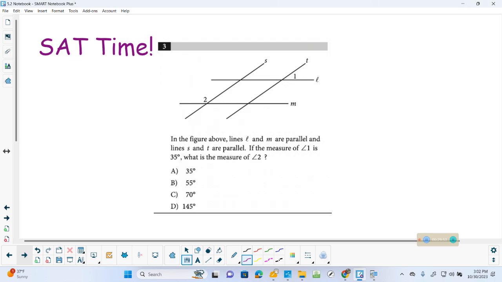So L and M are parallel, S and T are parallel, everything's parallel. Angle 1 is 35. I'll just label in the picture. What do you think angle 2 is? 145. Why? Wow. Yes. Lucky guess. What type of angle is 2? Look at the picture. Big. It's big, it's more than what? 90, so it's obtuse. Isn't that the only obtuse answer to pick?